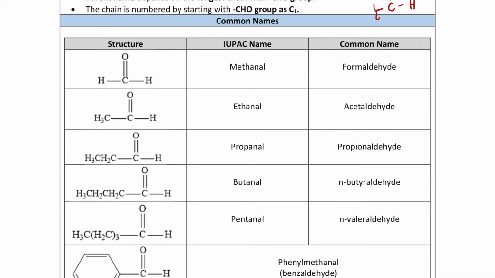Alright, so first kita tengok dulu. So this structure here, C double bond O, ada satu carbon je. So ini adalah methanal, sebab methane kita tukar E jadi al, methanal. That is the IUPAC name. And then kalau 2 carbon, jadi ethanal. Kalau 3 carbon, 1, 2, 3, jadi propanal. Kalau 4 carbon jadi butanal, 5 carbon, macam this one, dia pentanal.